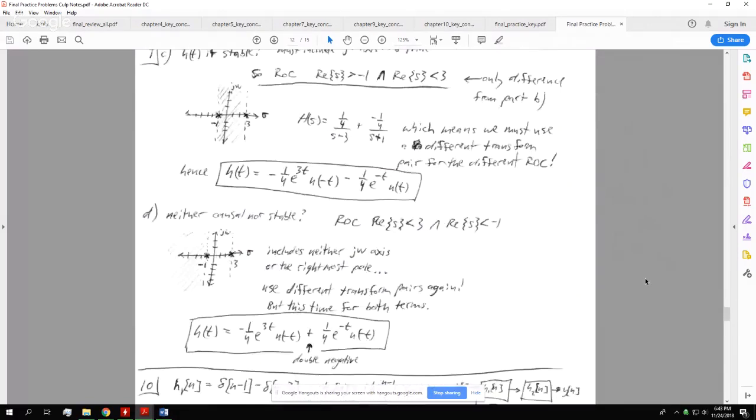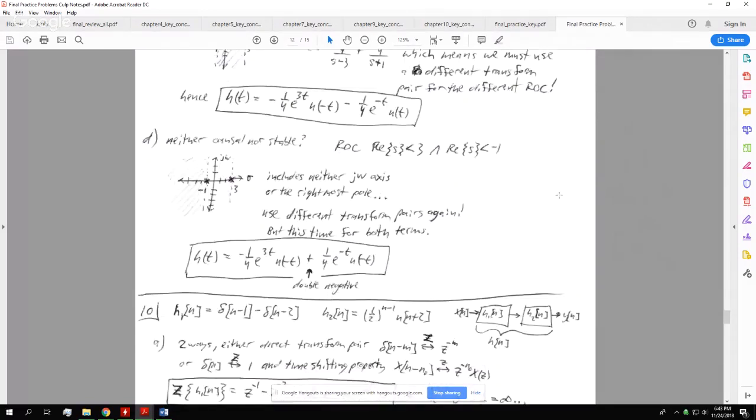All right, so that's part C. So part D, what do we do in part D? Well, part D is the same thing, same transfer function, the same system, but this time it's going to be neither causal nor stable. And what that means is that we cannot be to the right half plane of the rightmost pole, and we can't include the j omega axis. So how do we do that? The only way we can do those two things is by shading the left half of the leftmost pole. And that would become a system that's not causal nor stable.